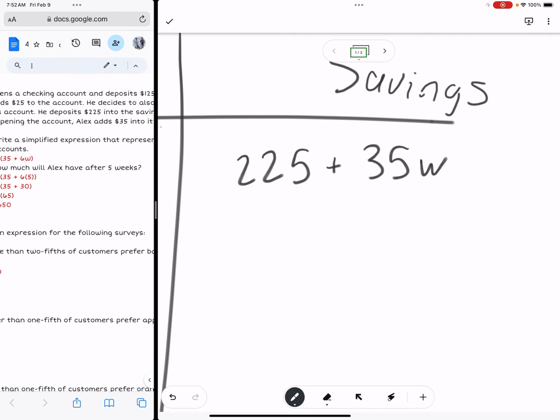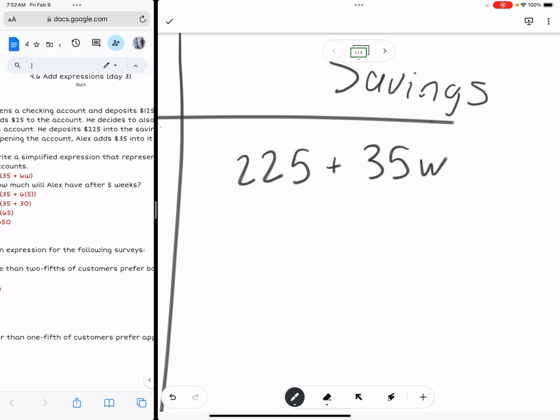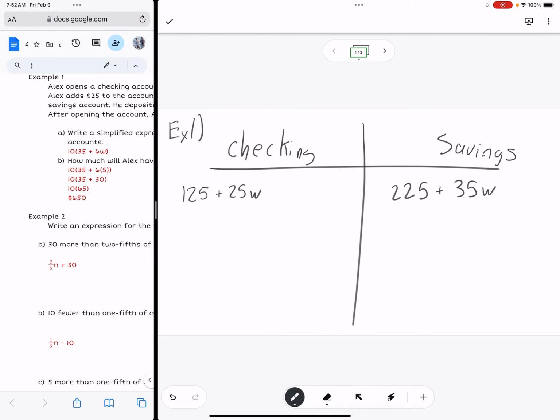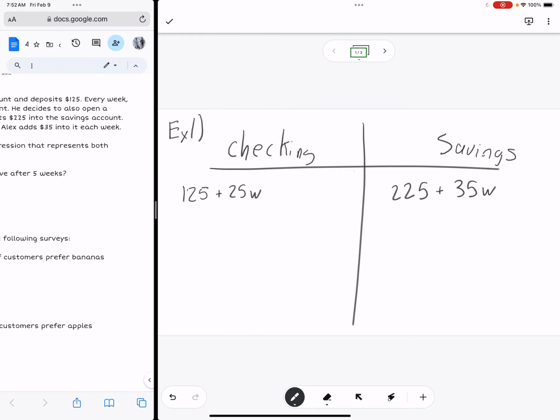Not yet. So, we now have to simplify an expression. In example 1, letter A, is it asking for one account or both accounts? Both. So, if it's asking for both accounts, how do we represent a combined amount? You combine like terms, right? So we're going to write the expression out the long way. 225 plus 35W. And then Xavier, you're exactly right.